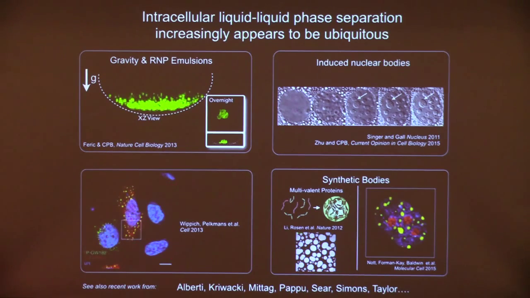People have seen evidence for a kind of liquid phase separation for stress granules, and there are a few different papers in this area now. This is a nice paper from Mike Rosen's group showing that these multivalent proteins can drive phase separation in vitro, and if you express them in cells, you see things like the organelles that I've been describing. And this is a really nice paper that just came out this year in Molecular Cell, showing really quantitative agreement with the expectations of classical phase separation. And there's a bunch of papers from other groups.